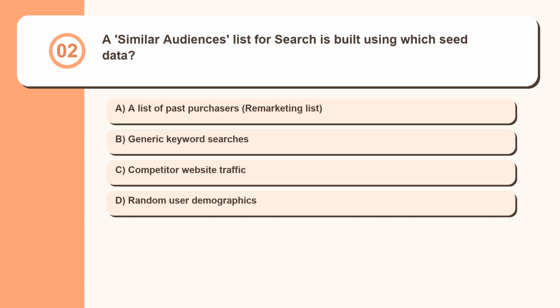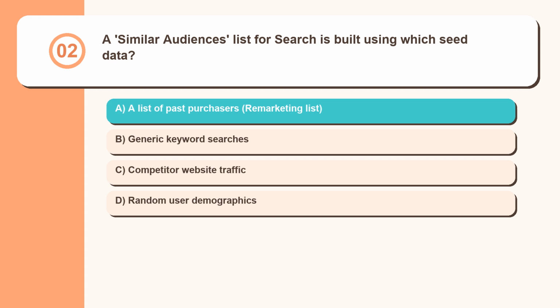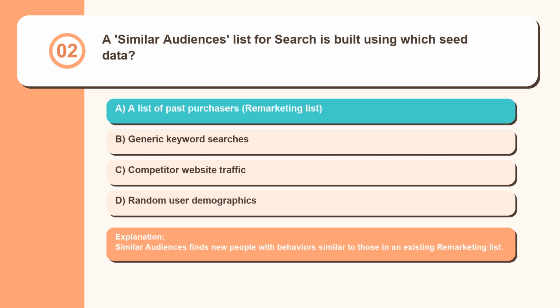Question 2. A similar audiences list for search is built using which seed data? A list of past purchasers, remarketing list, generic keyword searches, competitor website traffic, random user demographics. Similar audiences finds new people with behaviors similar to those in an existing remarketing list.